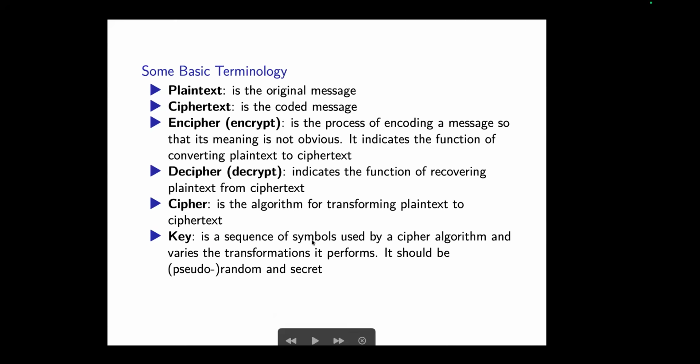And the key is a sequence of symbols, which is used to describe how the transformation is performed. And this key is the essence of where the security comes from. The security comes from the key. The more random it is and the longer it is, the better are the properties of the encryption.